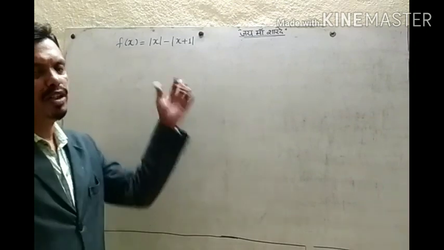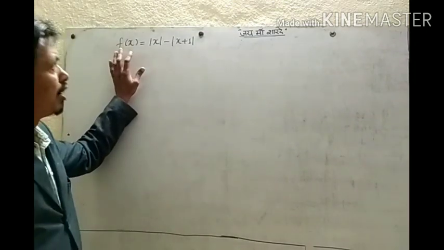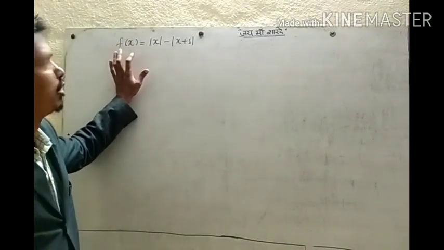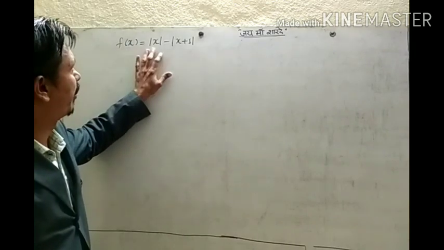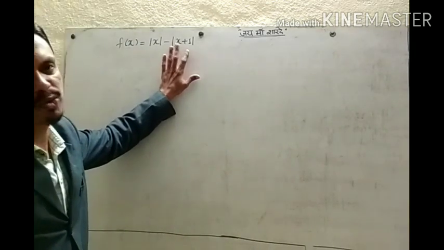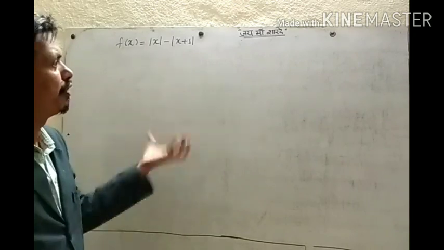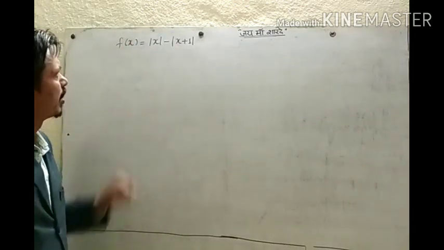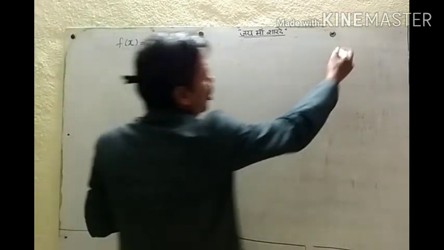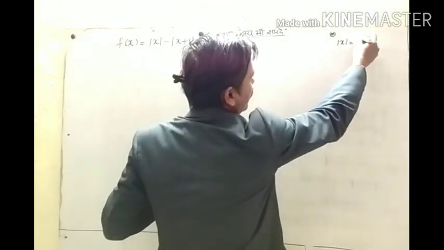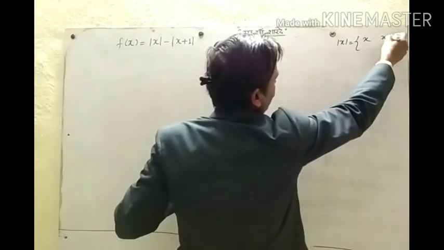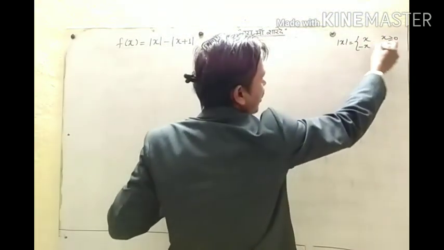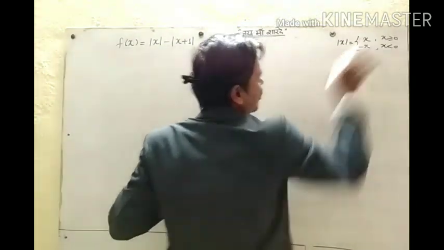One more question on continuity. We have to find all points of discontinuity of the function f of x equal to mod of x minus mod of x plus 1. So first we'll simplify this function. We know that mod of x is x when x is more than or equal to 0, and it is minus x when x is less than 0.